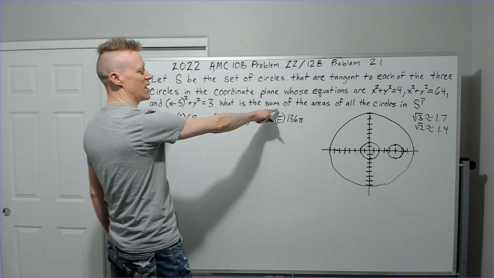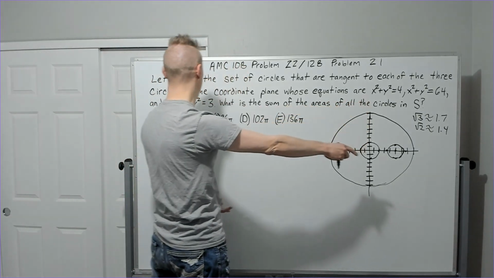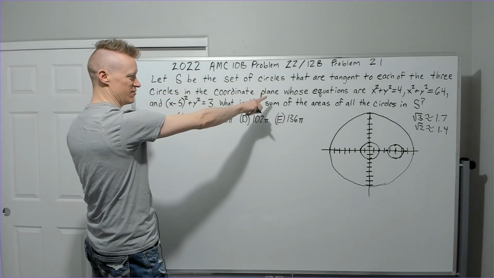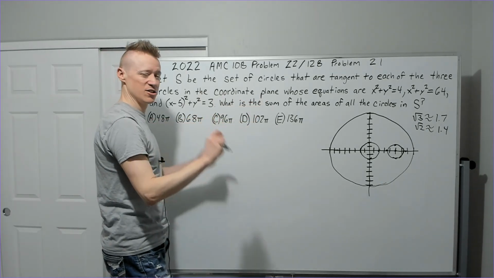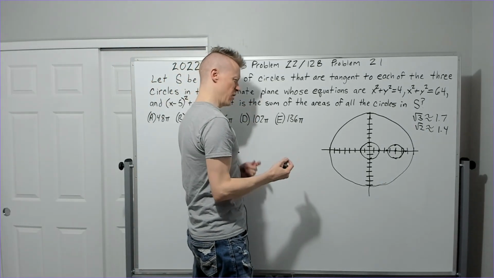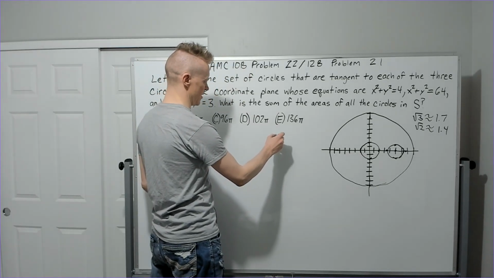What is the sum of the areas of all the circles in S? So again, S is the set of circles that fit that criteria. It has to be tangent to all three. Okay, one thing that you can do here, and I'm just going to do a quick sketch to demonstrate this.